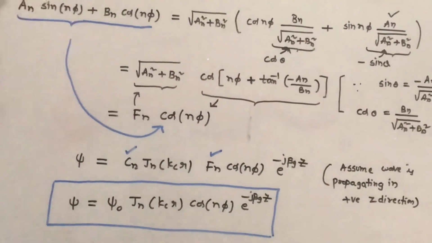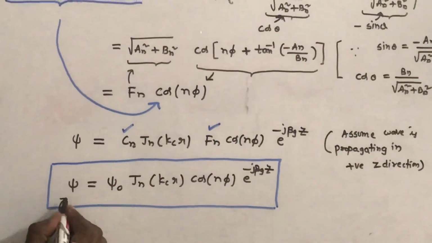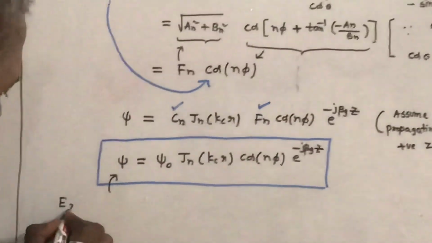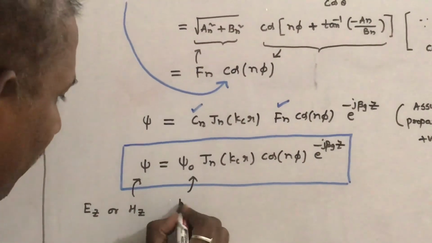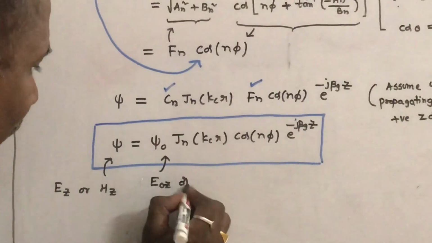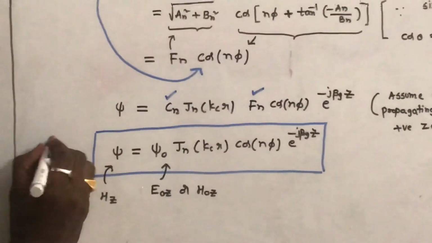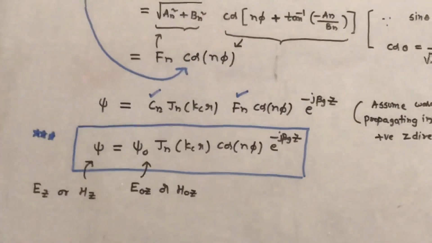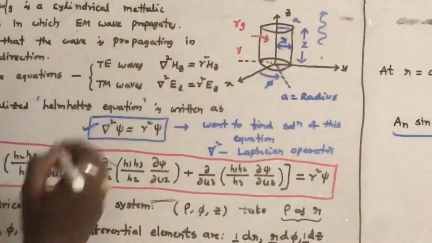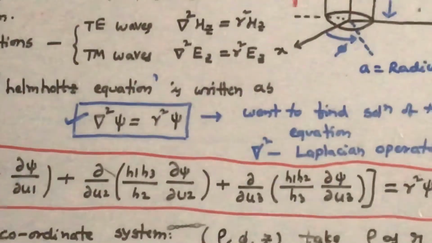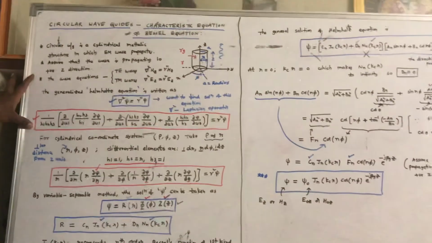We use this equation again in TE waves and TM waves, where we can replace psi by either Ez or Hz, and psi naught can be replaced by E0z or H0z. Remember that this equation is very important, which is the solution of the Helmholtz equation. This is the continuation of the previous lecture. Thank you.